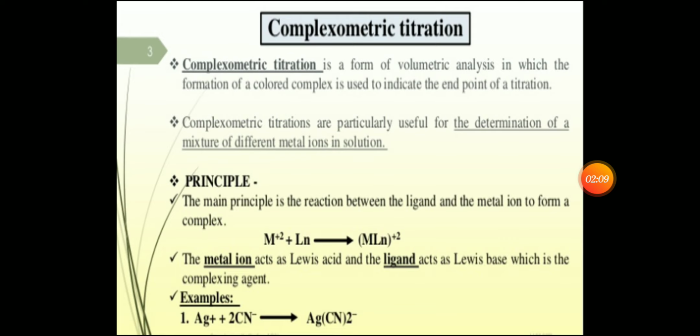आपको यही ध्यान रखना है, complexometric जहाँ पे भी वर्ड हमें दिखता है वहाँ पे we can say that it identifies the mixture of the different types of ions, metal ions. Okay, so this is the meaning of the complexometric titration.